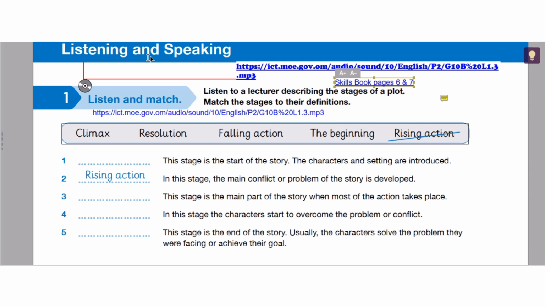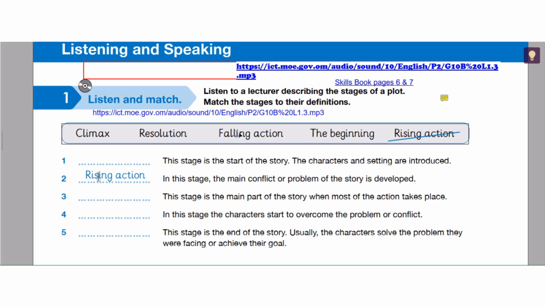Open your skills book, pages 6 and 7. Now listen and match. Listen to a professor describing the stages of a plot. Match the stages to their definitions. Listen and match these terms to their definitions. The first one is done for you. Rising action means the main conflict or the main problem of the story is developed.